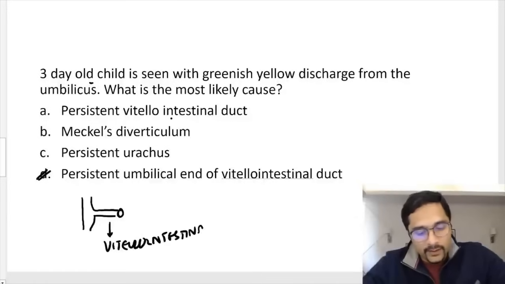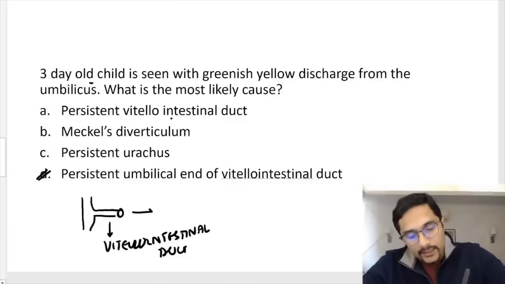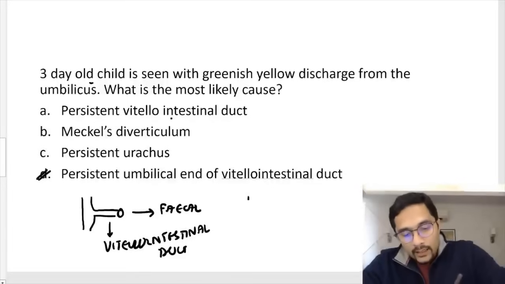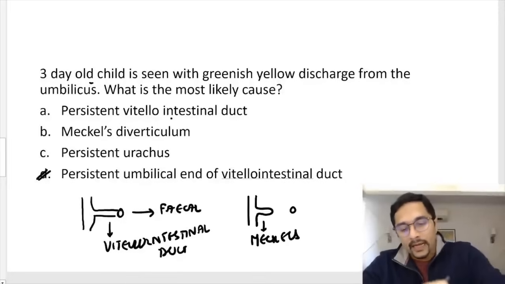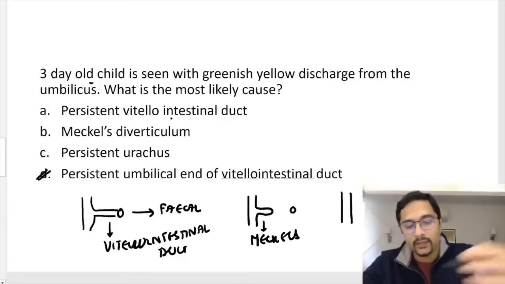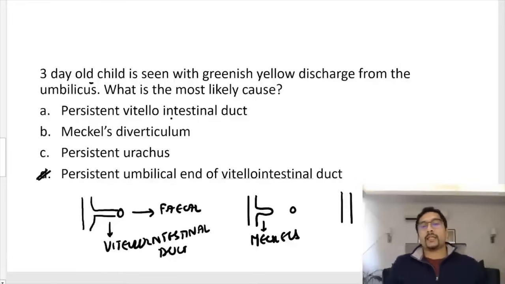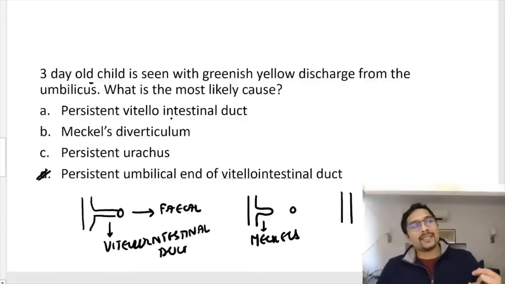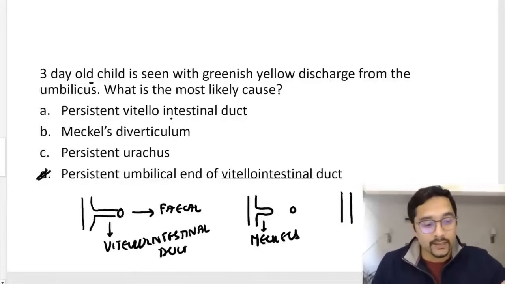Now, normally this vitellointestinal duct closes. If it is persistent, then there will be fecal matter through the umbilicus, right? If the intestinal end is persistent, then this we've discussed will become Meckel's diverticulum. And if the umbilical end is persistent, then the patient can come with greenish yellow discharge. So these are the three things which can go wrong with a vitellointestinal duct. What if they say that the child is coming with urine from the umbilicus? Then it is because of persistent urachus.